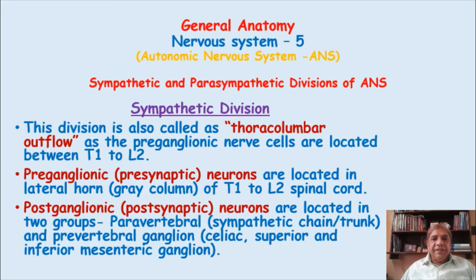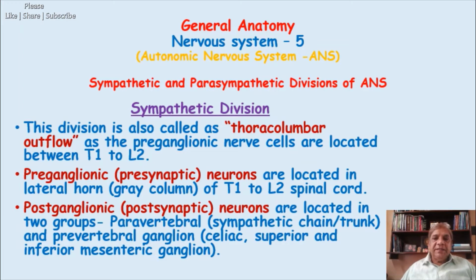Because here the preganglionic nerve cells are located between thoracic 1 to the lumbar 2 segments of the spinal cord. I told you in the previous lecture that these are the preganglionic neurons located in the spinal cord, that means in the central nervous system, from thoracic 1 to L2 spinal segment. This preganglionic neuron is also known as presynaptic, because it sends its axon to synapse with the postganglionic neuron. Because this neuron is located before the synapse between the pre and postganglionic neuron, it is called a preganglionic or presynaptic neuron.